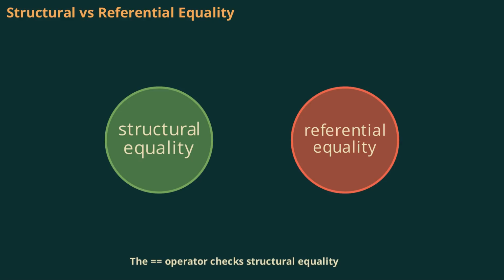The double equals operator (==) checks structural equality, comparing the content or values of two objects. The triple equals operator (===) checks referential equality, determining if two references point to the same object in memory. Understanding the difference between these operators helps you avoid subtle bugs and write correct comparison logic in your Kotlin code.